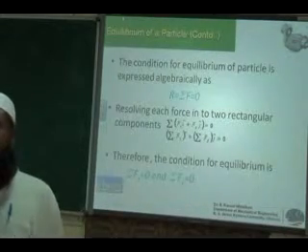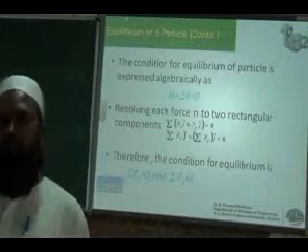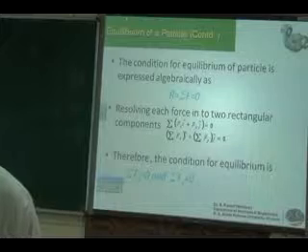And if there are many forces, in order to analyze the system of forces, we consider the condition of equilibrium. Equilibrium at rest. Now it is statics.